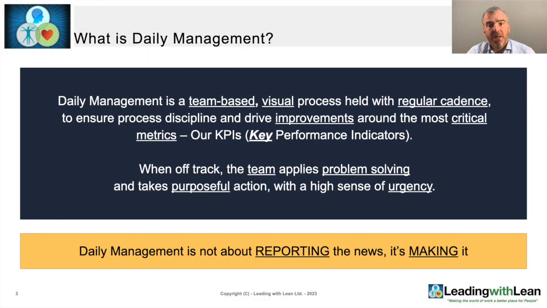In this section of the course, we're going to look at the elements of the daily management process. And we start by having a quick overview. So let's first of all remind ourselves of what daily management is, just by pulling out some of the key words in that definition. So it's team-based, it's visual, we use a regular cadence, we're driving improvements, and we're using our most critical metrics to understand how we're performing. What we call our KPIs, our key performance indicators.